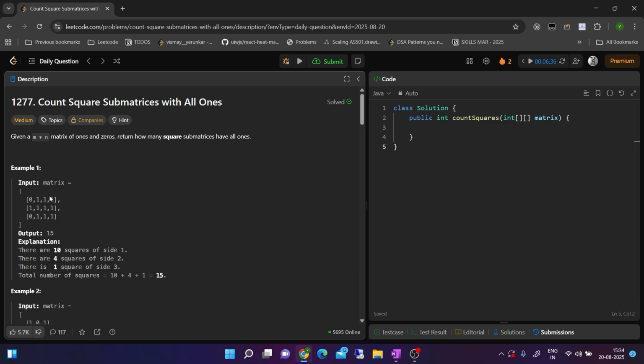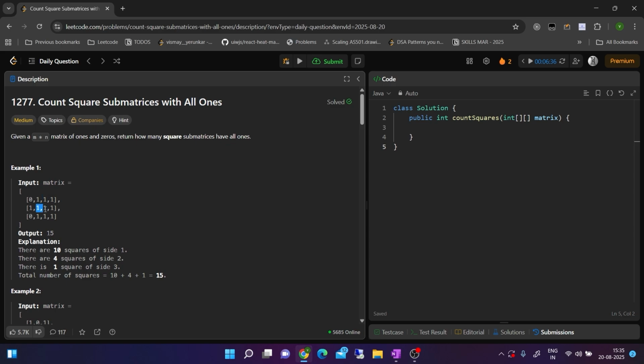Now for this we can form 10 squares of side 1, which are these individual ones, and you can count here that they are 1, 2, 3, 3 plus 4 is 7, and 8, 9, 10. So there are 10 squares of side 1, and then we have 4 squares of side 2. Let's calculate them. Yes, this is the first square of side 2, and then we have this second square of side 2.